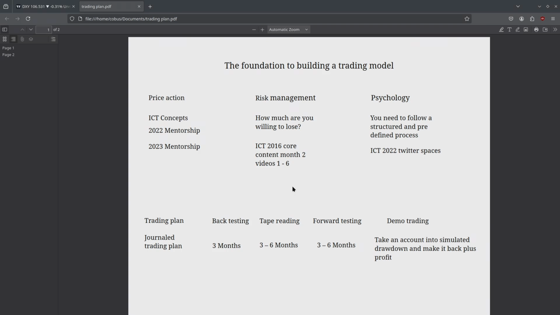If you are able to take that account from a drawdown into a profit, you will see a lot of your flaws will be pointed out. You then go back to those flaws, you work on the things that you need to give attention to. You then do another simulated demo account with a drawdown, and you take it back into a profit.